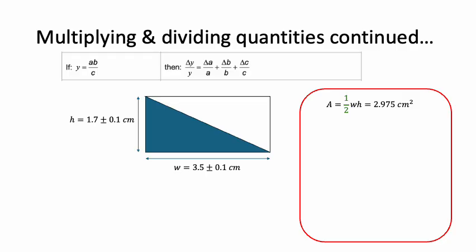But when I calculate my uncertainties, that half doesn't have any uncertainty at all, because that half is not something that I've measured. It is simply from maths, a mathematical fact that the triangle has half the area of the rectangle. So when we've got no uncertainty in that at all, it doesn't change the uncertainty in the slightest.